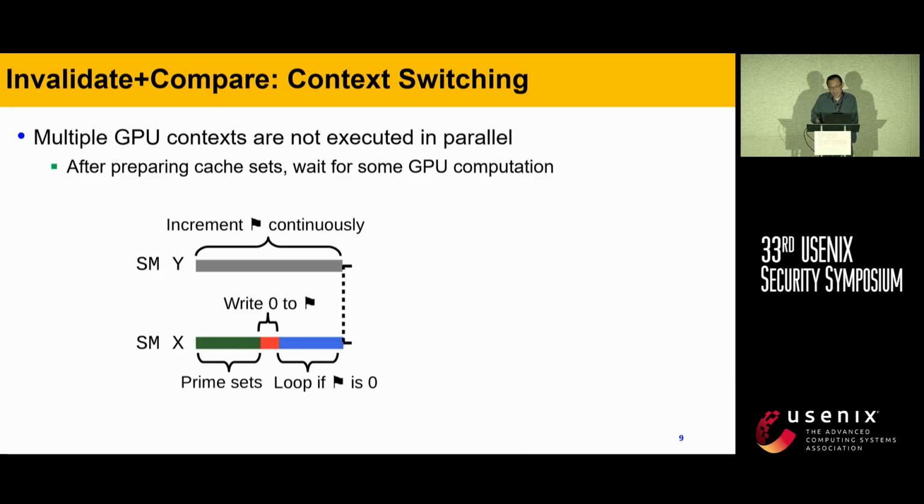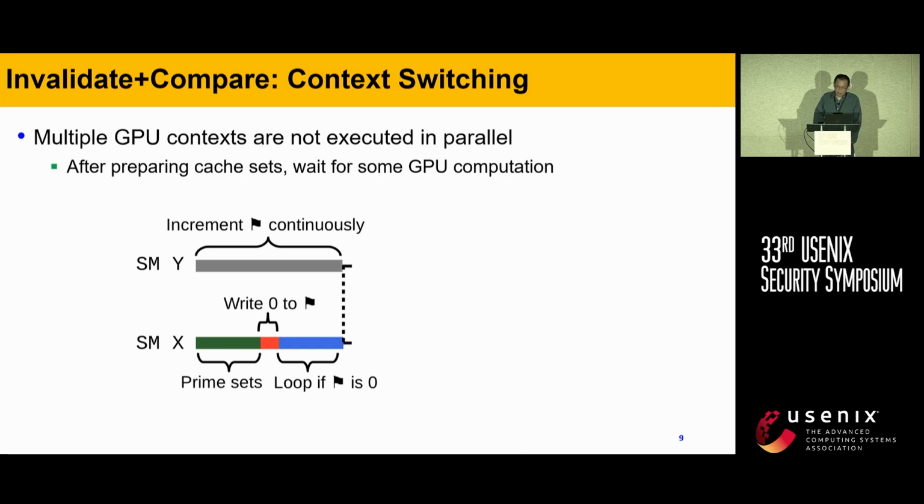The first one is how to synchronize the primitive with GPU context switching. This is due to the fact that GPUs execute concurrently running programs not simultaneously, but in a time-sharing manner. So we need to prepare the target cache sets and wait for switching to the victim's context. After the context switches back, we check the cache sets.